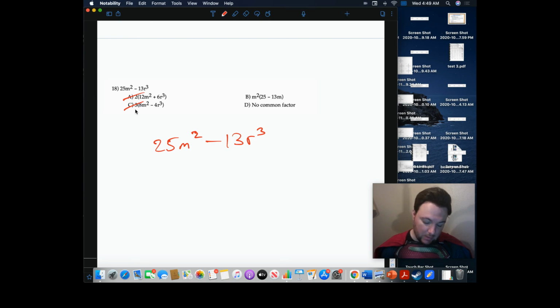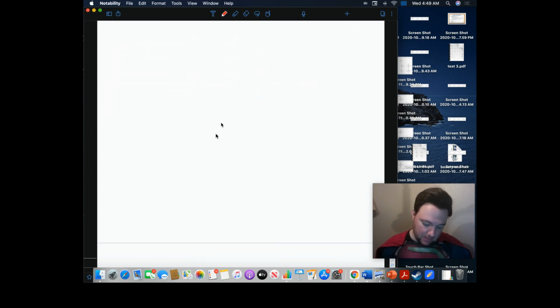So what can you take out? Can you take out a variable? Well, one's m, the other one's r, so you can't even take out a variable. So this is wrong too. The only thing that makes sense is D. It maybe looks tough initially because of all the letters, but actually the different letters help you realize there's no common factor. Okay, let's keep going.